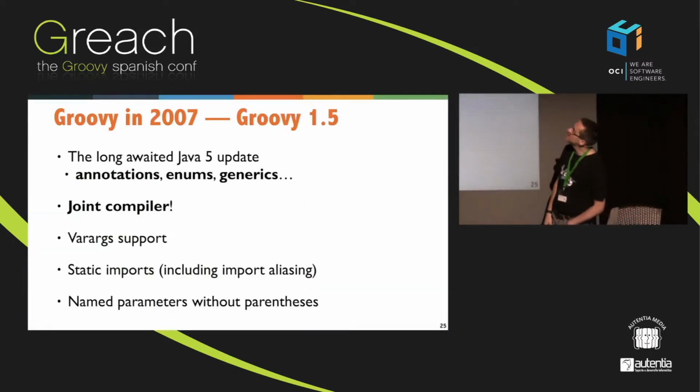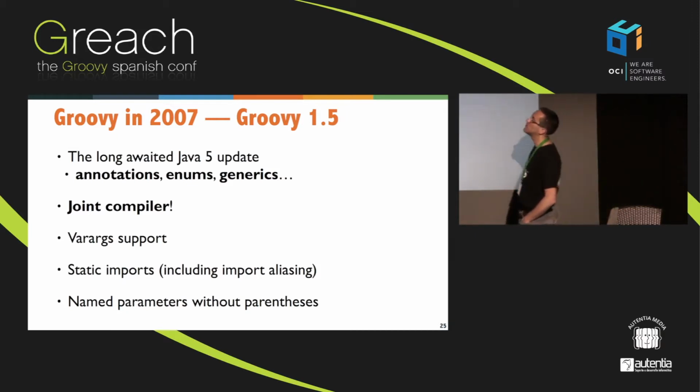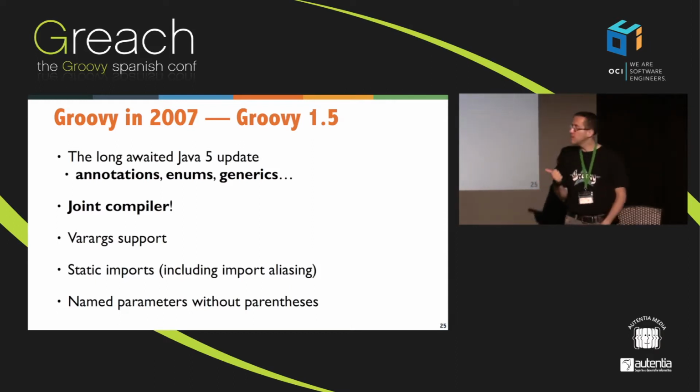In 2007, with Groovy 1.5, that was the big Java 5 theme, where we added support for annotations, enums, generics, etc. Also a big aspect was the joint compiler. A very important step, so that people could really mix and match Groovy and Java sources together. I think that was a very, very important release for the project.